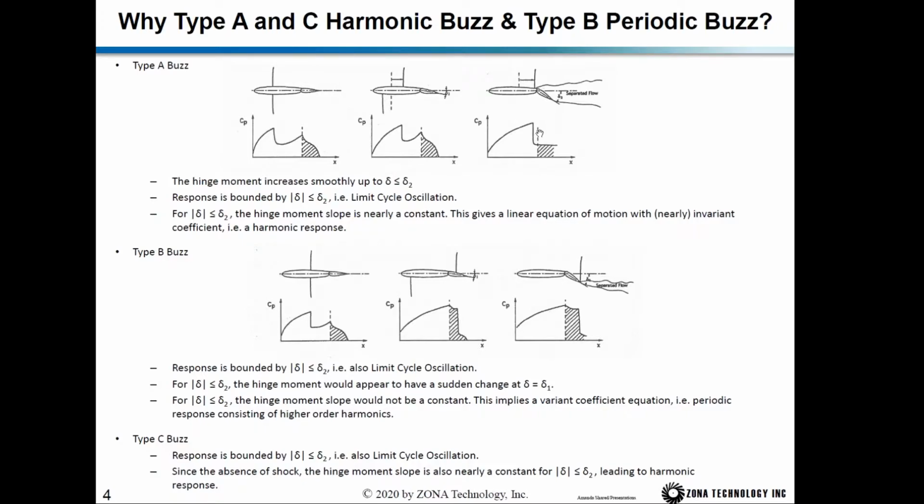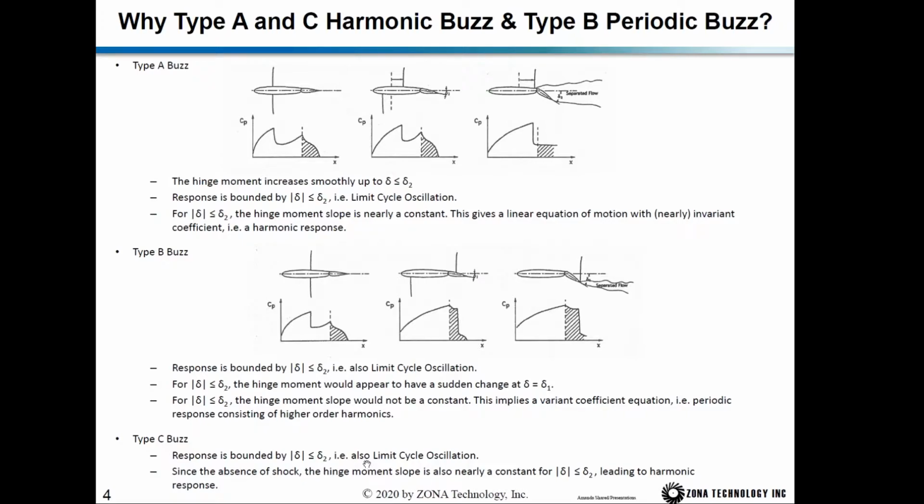But within the amplitude of the limit cycle oscillation, the hinge moment of the control surface is proportional to the deflection angle. Therefore, the equation of motion is an ordinary equation of motion with a constant coefficient, because the hinge moment slope is constant, and the solution is in terms of the sine function. Therefore, the response is harmonic. Same thing for type C buzz.